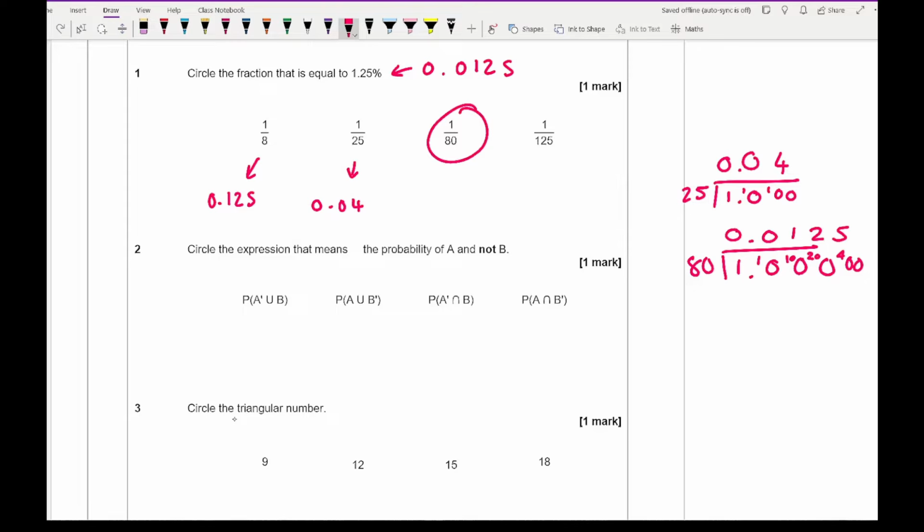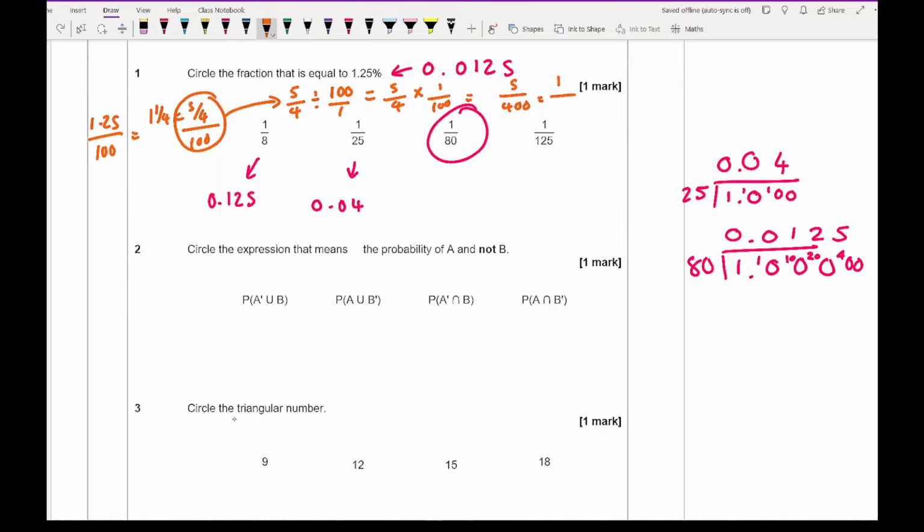Alternatively, what you could have done is you could have written it as a fraction, so we could have had 1.25 over 100, and then if we write 1.25 as a fraction, so we get 1 1/4, which is 5 over 4, we have that over 100. Now if I take this out, it's going to look rather messy, but that's what I'm looking at, and then that becomes, flip the second fraction, turns to a times, so that becomes 5 over 400, and then it's just a case of simplifying, in which I get 1 over 80, and there is my final answer.